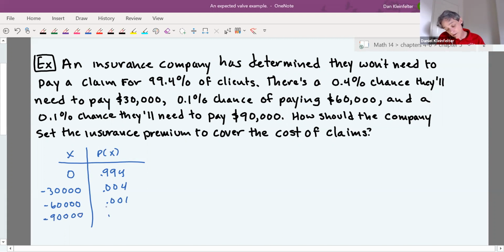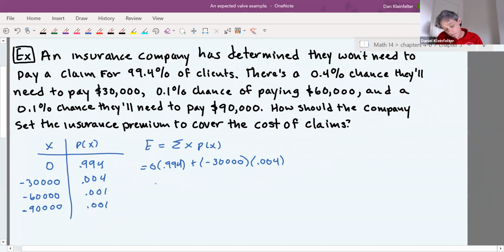So when they pay out, they're going to have to pay out a lot, right? But 99.4% of the time, they don't have to pay out anything. So we need to rig it so that the other 99.4% of the time covers basically the cost of those payouts. All right, so our expectation is going to be the sum of the x times p of x's. So we'll multiply each x by each p of x and add the results. So that's 0 times 0.994 plus negative 30,000 times 0.004.